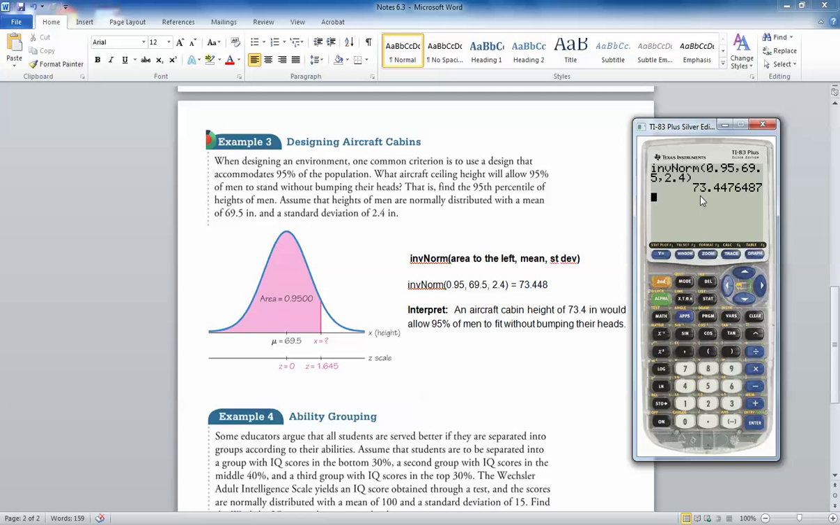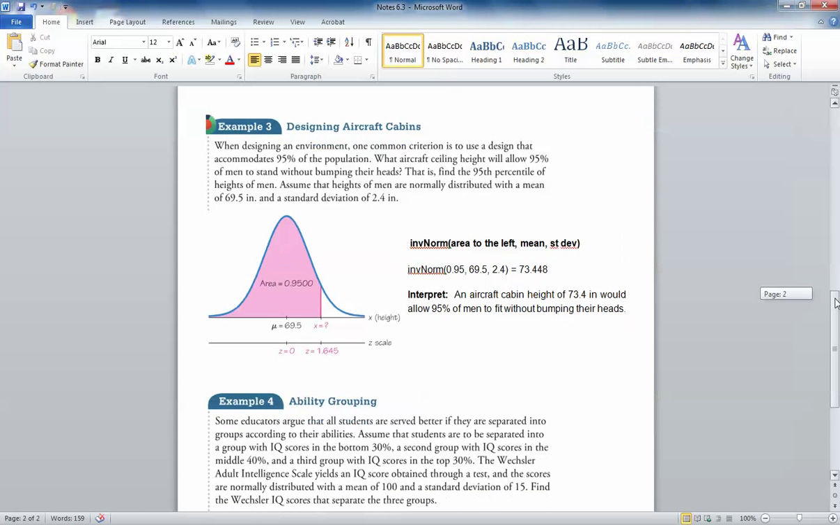So this says that a height of 73.4 inches is at the 95th percentile. So that means that an aircraft cabin height of 73.4 inches would allow 95% of men to fit without bumping their heads. Okay, so the actual cabins in most of the planes are a couple of inches shorter than that. All right, last example, we're going to use that inverse normal again.